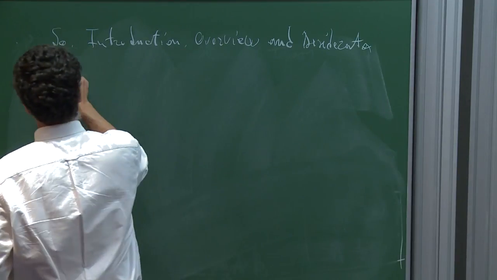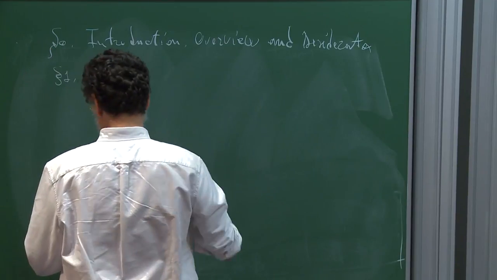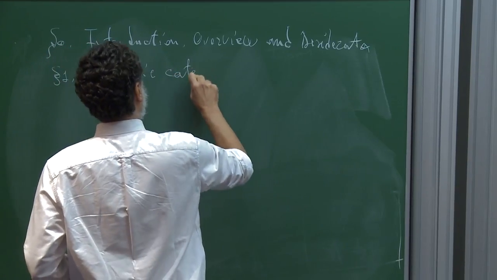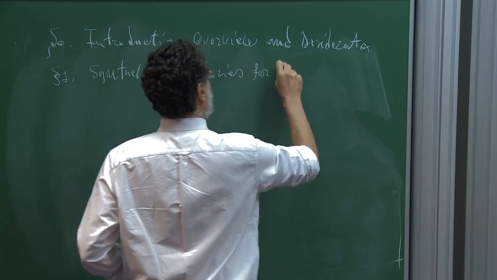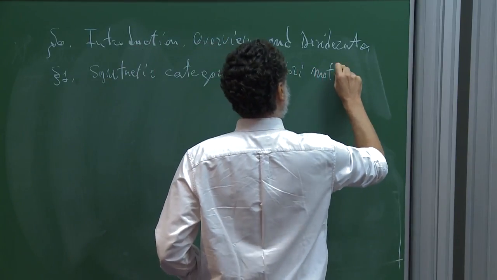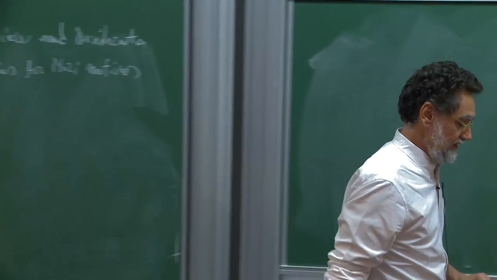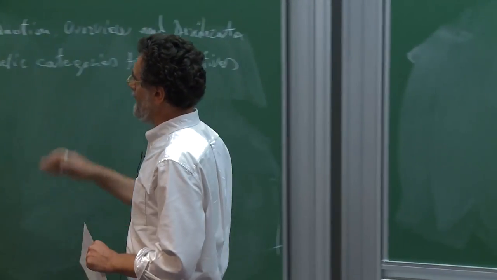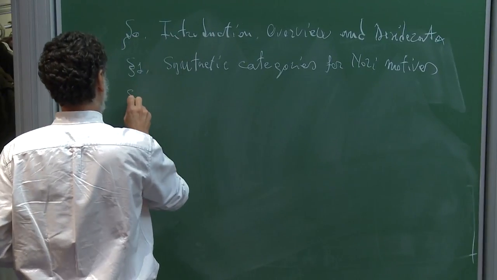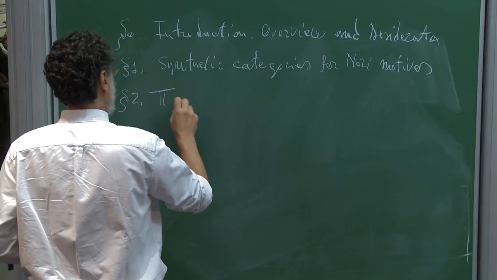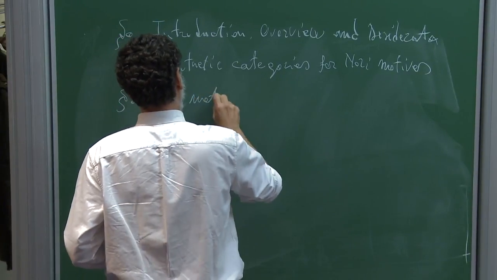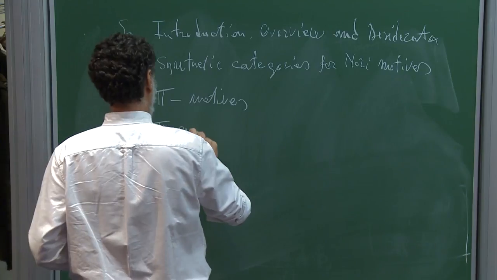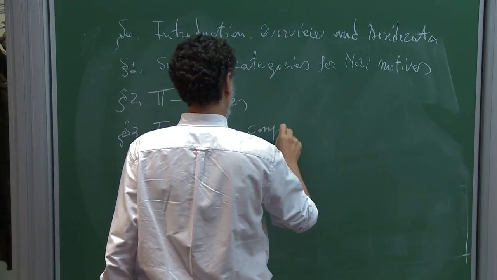The second, or first, point is syntactic categories for Nori motifs, which is a report of key results due to Olivia Caramello, and some outcome of this, which is what I titled T-motifs. And the last I mention, T-motivic complexes.